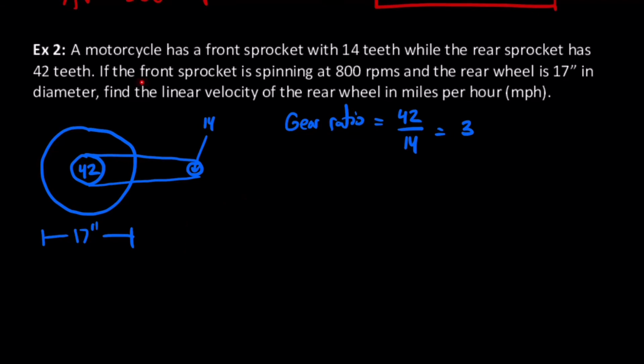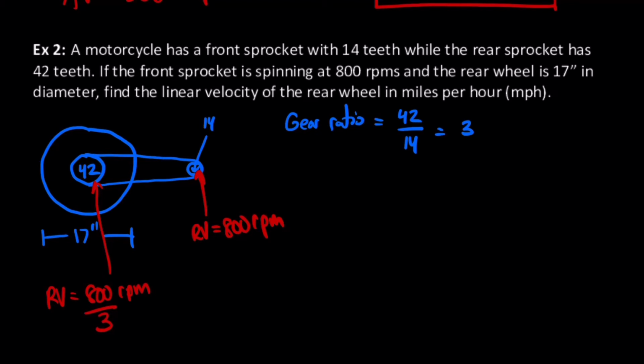Okay, so if the front sprocket is spinning at 800 RPMs, that's the faster one, right? This is spinning faster. So if I want this rotational velocity, I have to take 800 RPM and divide it by 3. The bigger one spins slower, the smaller one spins faster.